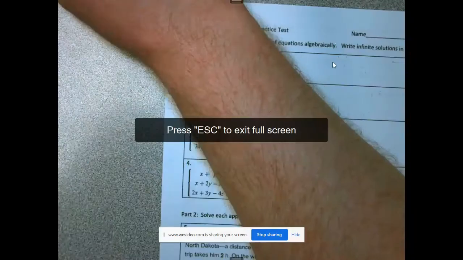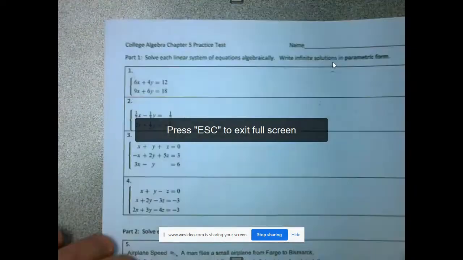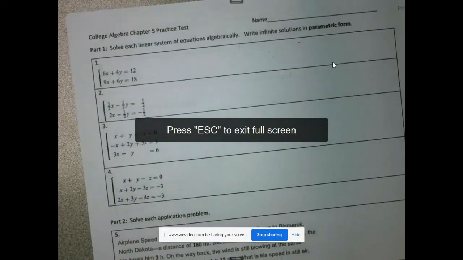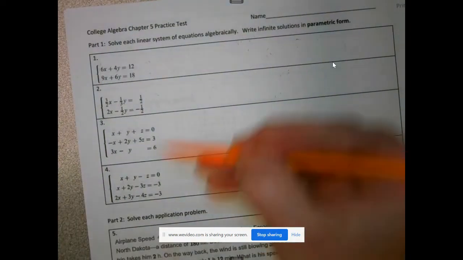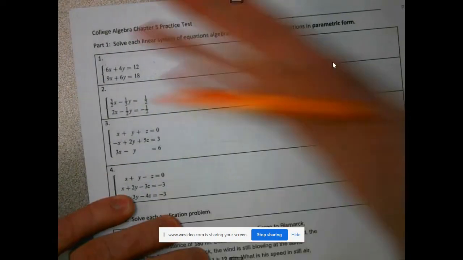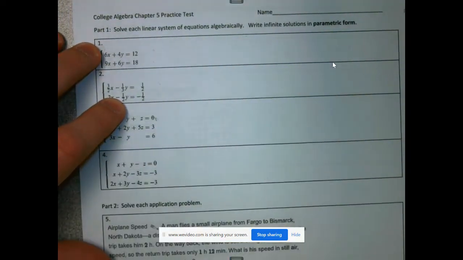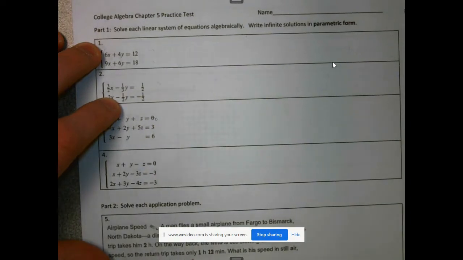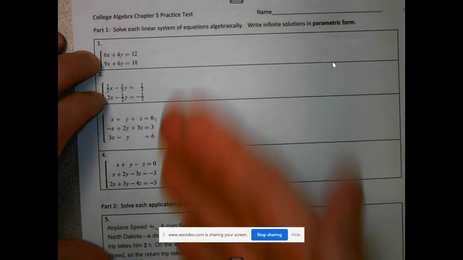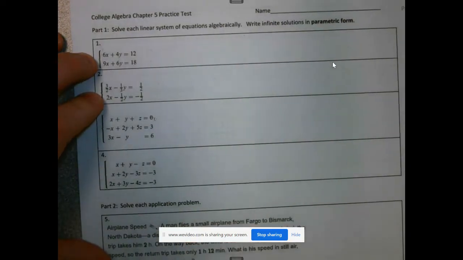All right, we're going to walk through the Chapter 5 review here and work out some of these problems. In the first four, it says to solve them using algebra. So you can either use substitution or elimination. Elimination moving forward is probably going to be your best bet, so that's how I'm going to solve all these today.